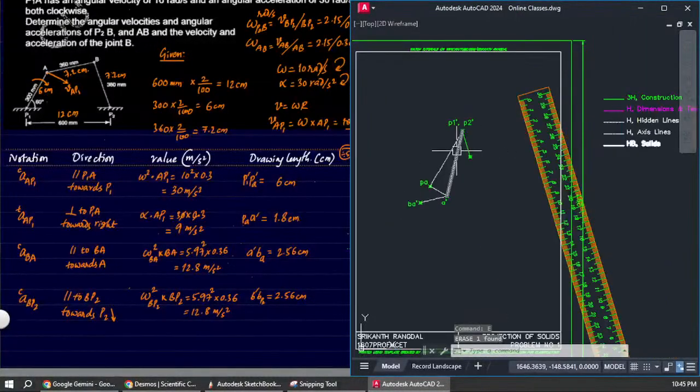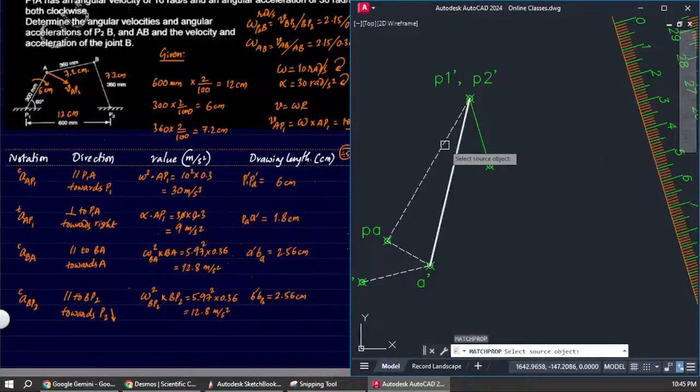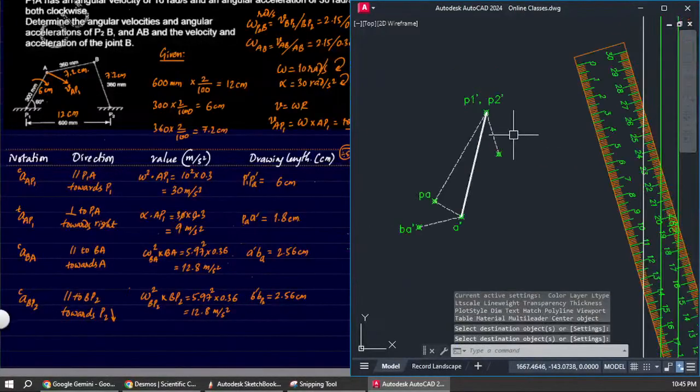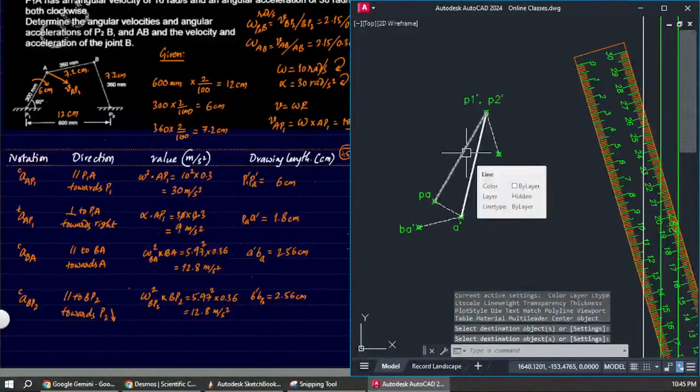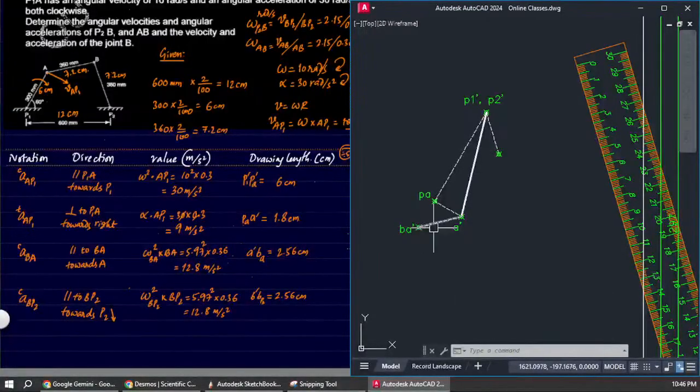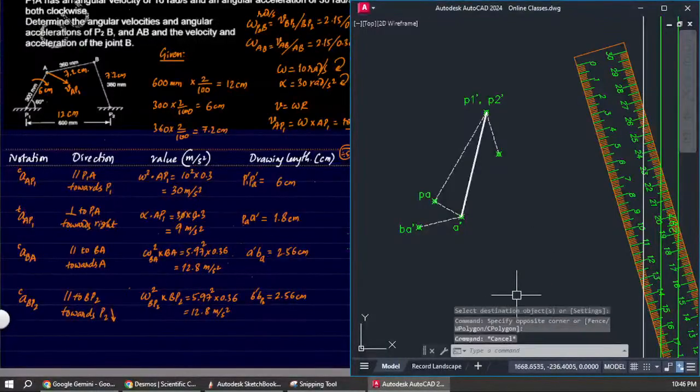That much line is required. Okay. This is also just centripetal acceleration. Now we know that tangential acceleration of this will be perpendicular to this. Okay, so we will have to draw perpendicular to that.